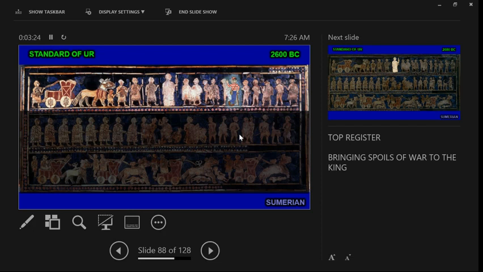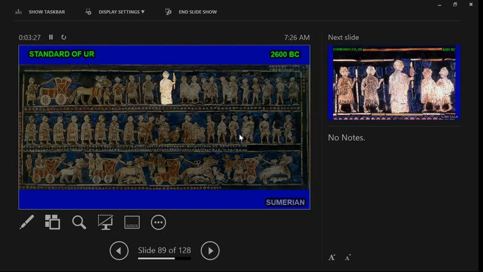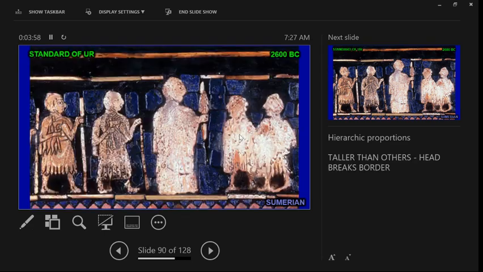And then I want you to look at this guy right here. What's different about him? Yes, he's taller. He's so tall that he breaks outside the barrier of the whole scene. If this was a comic book, this would be a black line around the scene, and he would be on the outside of it. He is taller than everybody else. Why is he taller than everybody else? He's more important. That is correct.